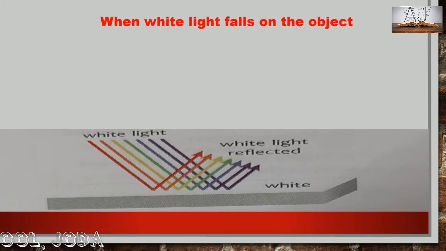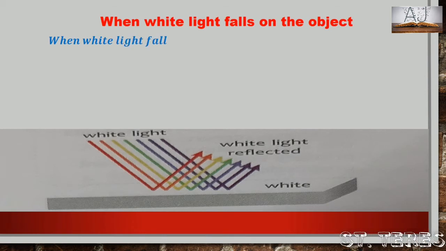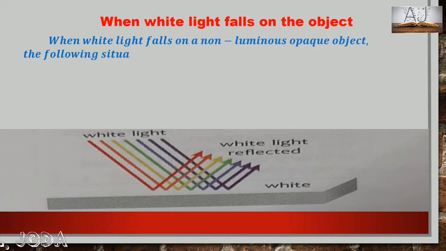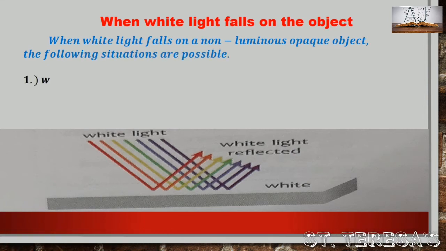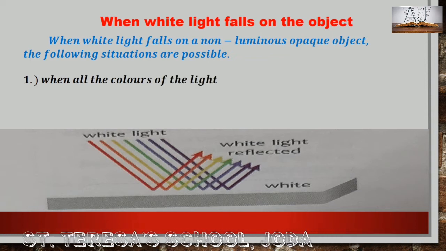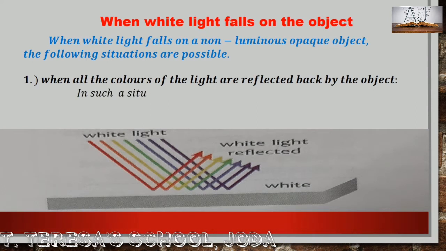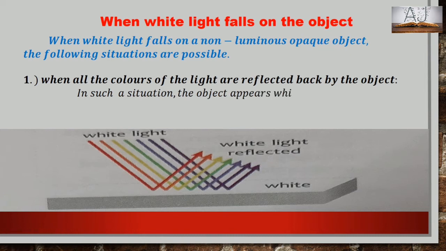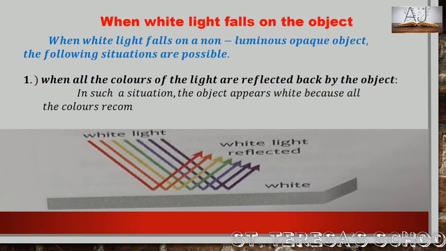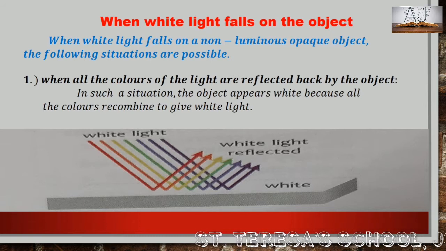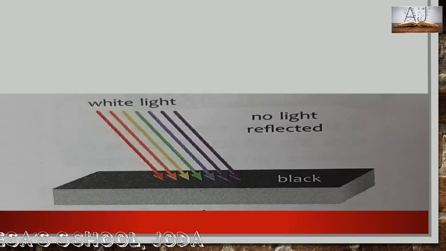First, we'll see when white light falls on the object, then what all consequences can happen. Let us see case 1. When white light falls on a non-luminous opaque object, the following situations are possible. The first one is when all the colors of the light are reflected back by the object. That means the object is capable of reflecting all the colors of light. Then, in such a situation, the white light is falling on the object and it is reflecting back and reaching our eye. So, we will be able to see, yes, white. The surface will look white.